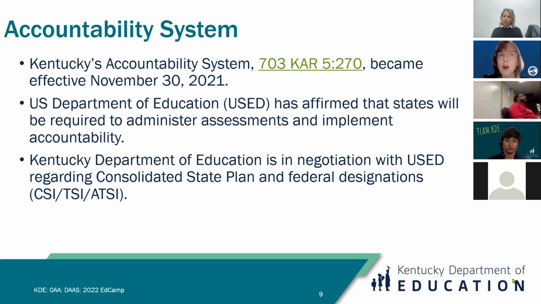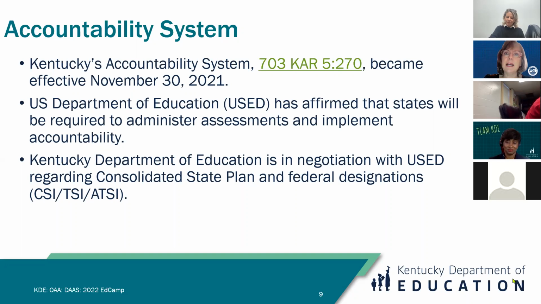Now, while that part is still being worked through, what we do know is that the U.S. Department of Ed does expect that we will have assessments this year and we will have accountability. Again, we haven't had accountability for the last 2 school years, but this year they're saying, yes, you will. And so, of course, we have to say, okay, we will. And so that's being worked out.